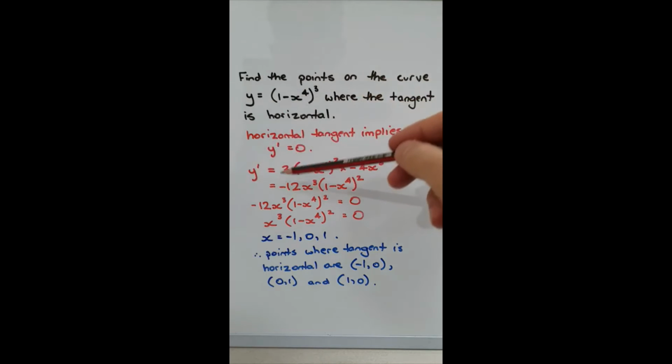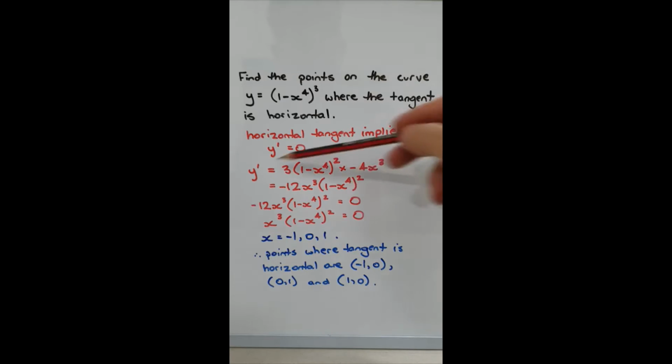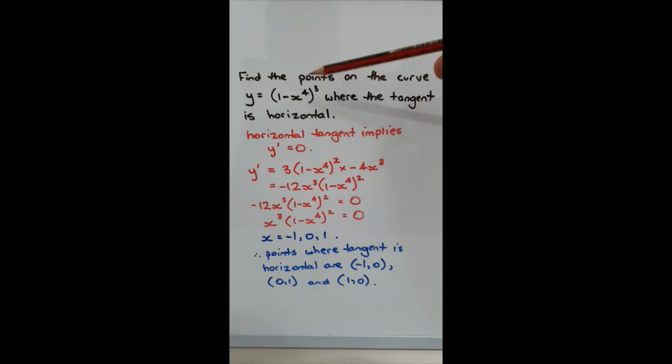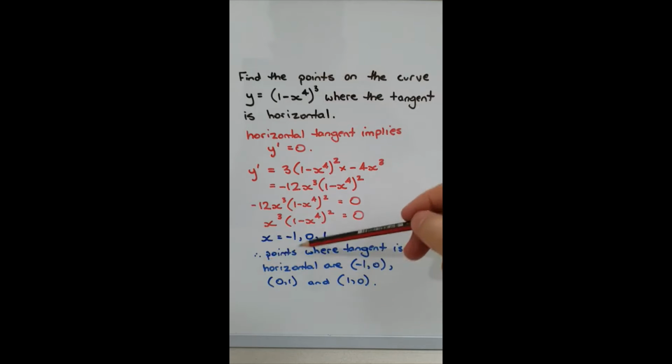So y dash is equal to 3 (1 minus x to the power of 4) all squared, multiplied by negative 4x cubed. And that gives us negative 12x to the power of 3 multiplied by (1 minus x to the power of 4) all squared. Then we'll let that equal 0 and solve for x, and we end up with x equals negative 1, 0, or 1. Now we use these x values in the original function to find the corresponding y values. So the points where the tangent is horizontal are (negative 1, 0), (0, 1), and (1, 0).